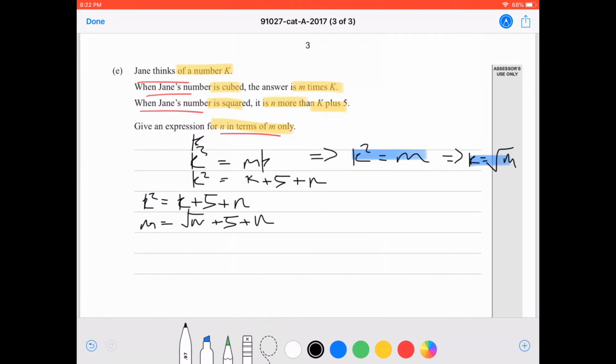Now we're not quite done. We have to write the expression for n in terms of m. So rearranging, we can say n equals m minus root m minus 5. Basically, we've taken the root m and the 5 to the left-hand side. Okay?